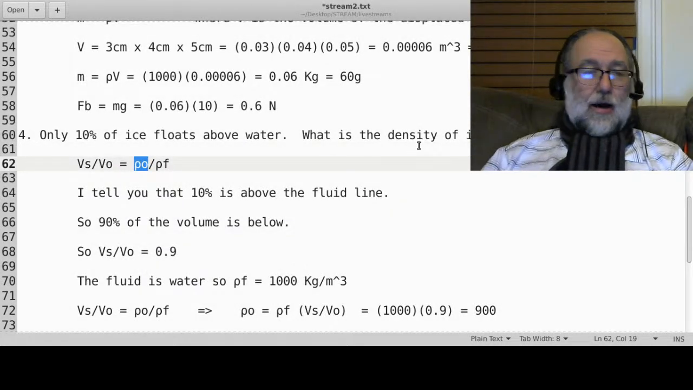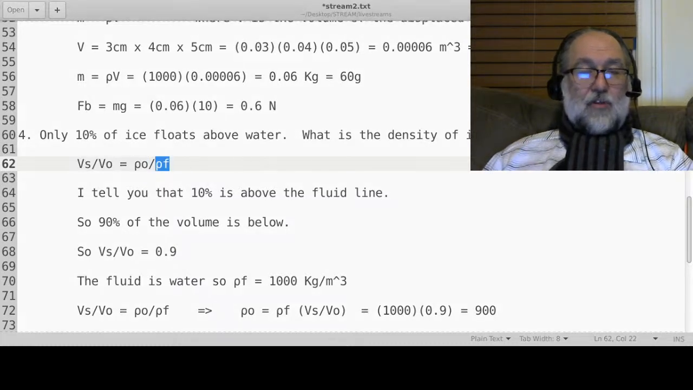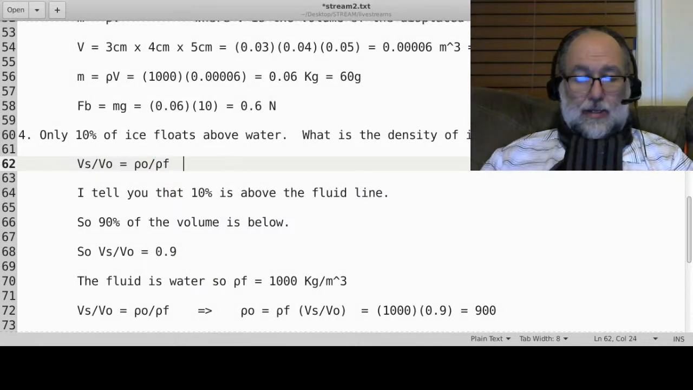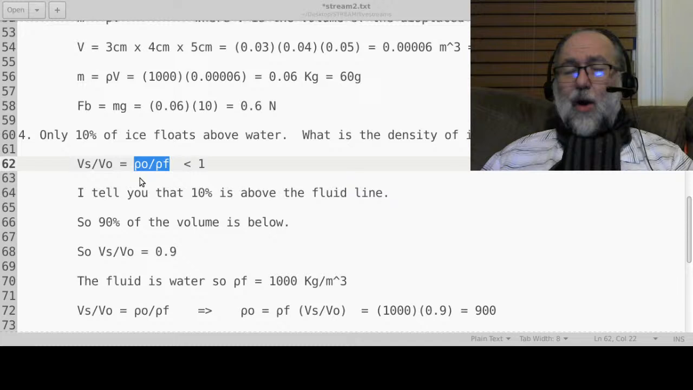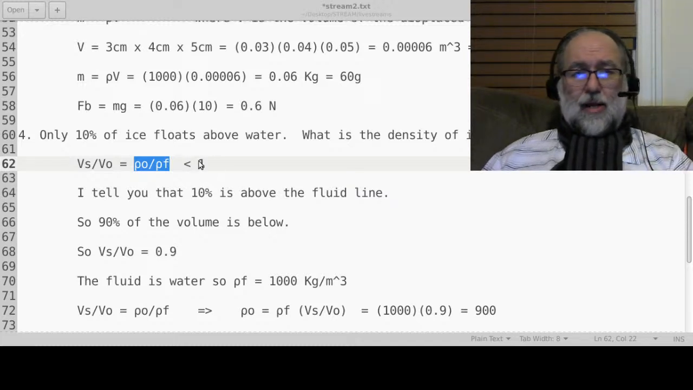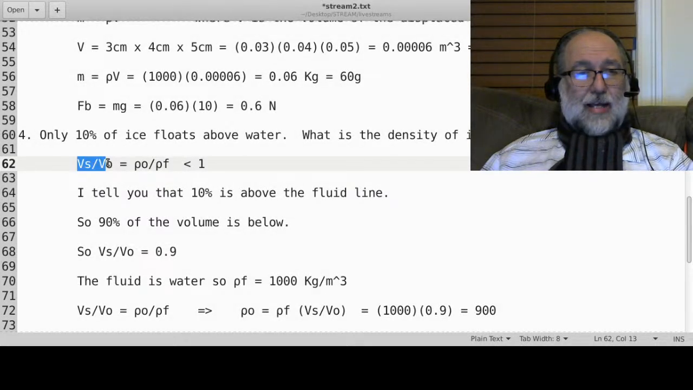This is the density of the object, rho O, and there's the density of the fluid, rho F. That fraction has to be less than 1. Now, we won't need this to solve the problem, but just so you know, floating only occurs when the object has a smaller density than the fluid. So of course, if rho O is smaller than rho F, the numerator is smaller than the denominator, and the fraction is less than 1. That makes sense because on the other side of the equation we have Vs divided by Vo.